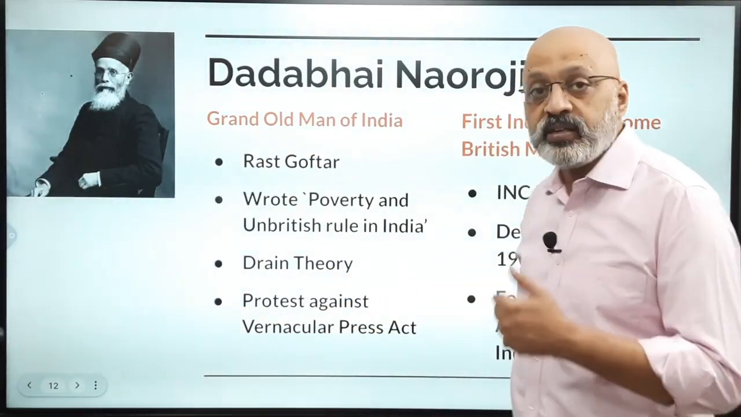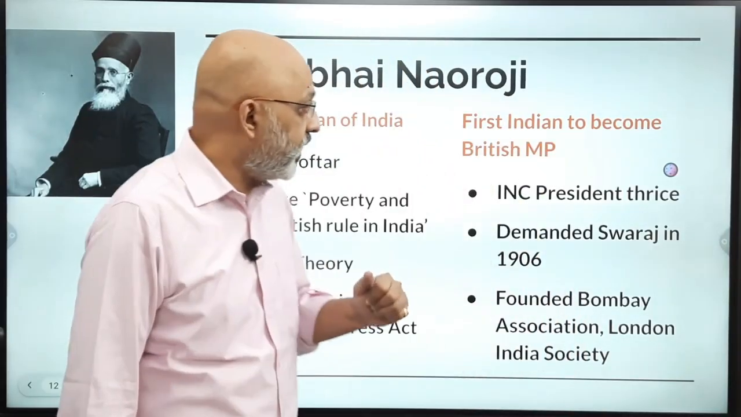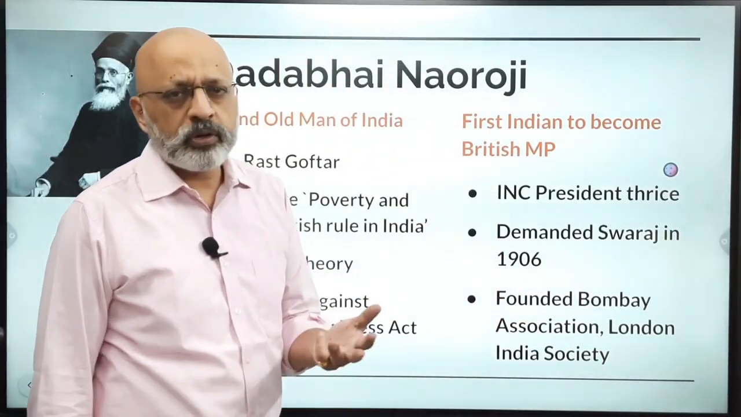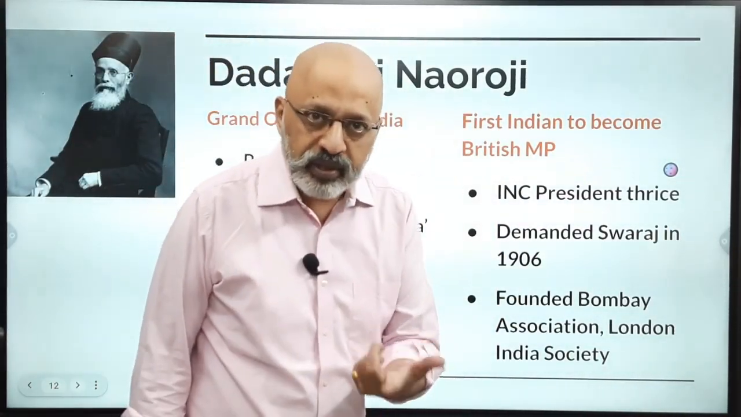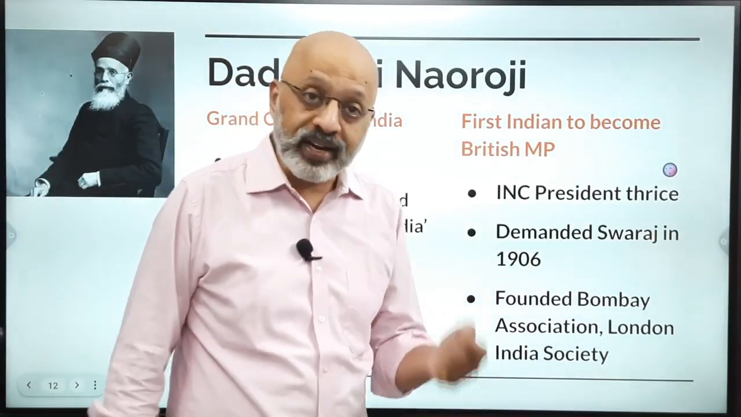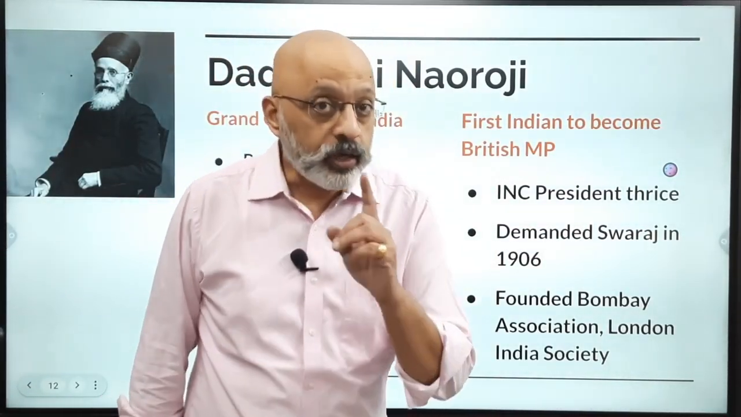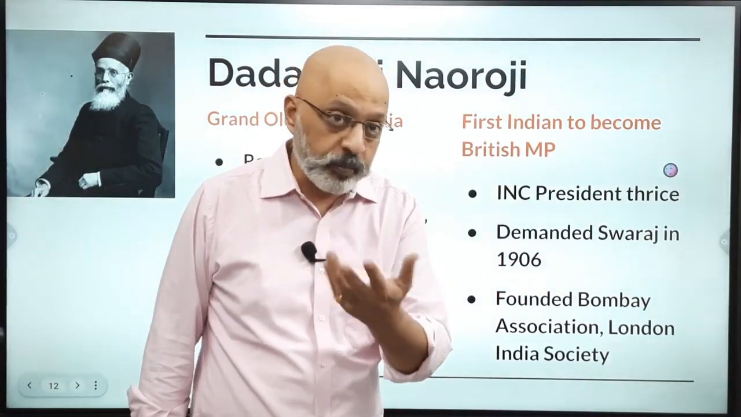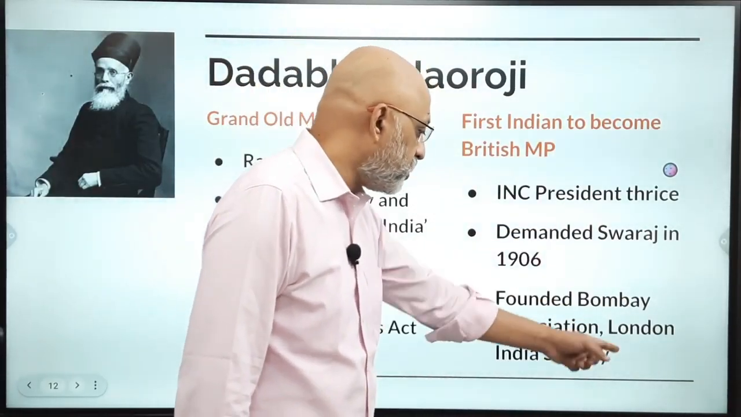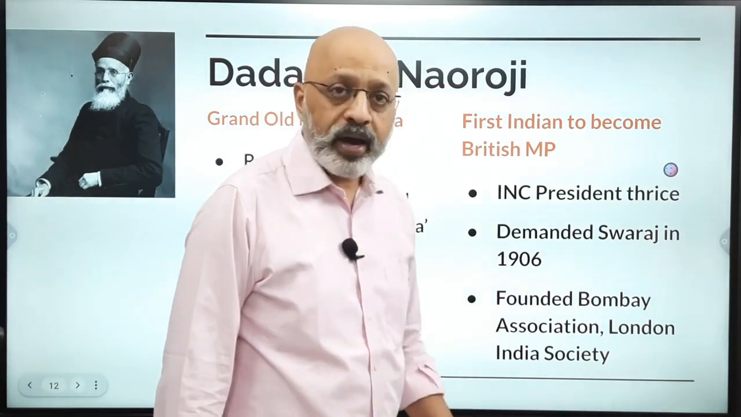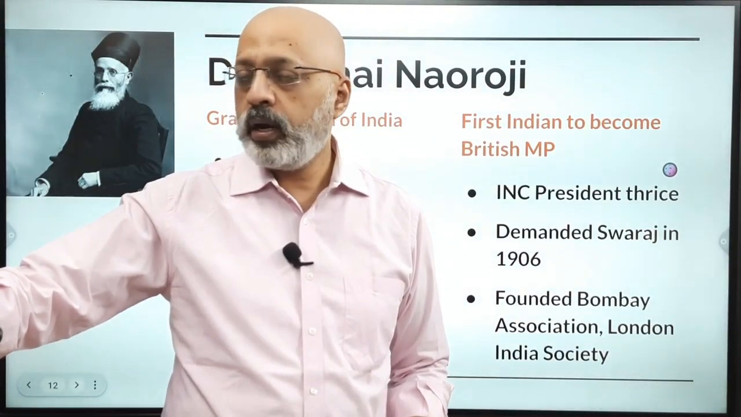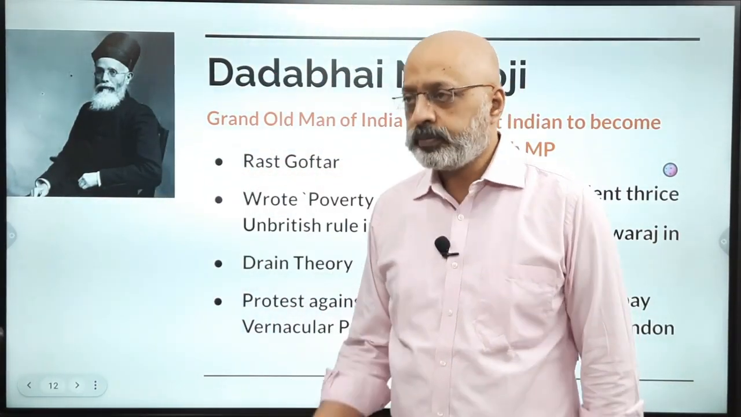Then he also protested against the Vernacular Press Act, about which we have already read. He was the Indian National Congress president 3 times, 1886 being the first one, right? You don't necessarily need to remember the names, but I can tell you the years in which he was president: 1893 and 1906. 1906 is when he made the demand for Swaraj from a Congress platform. He demanded Swaraj in 1906. And he founded the Bombay Association and the London India Society, and also, of course, the first one, which was already the precursor to the Indian National Congress.